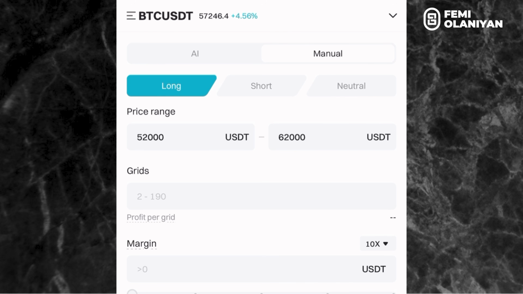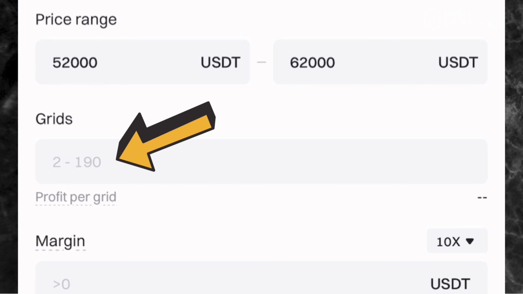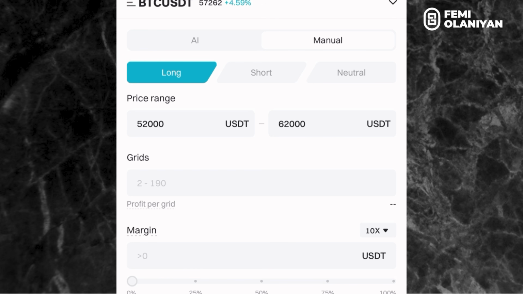Now, once you pick your price range, the next thing is to select your grid. For this, you can select between 2 to 190. But the grid you can select also depends on your price range. But the maximum you can ever go is 190. Now, for this price range that is $52,000 to $62,000, how will I know the highest number of grids I can have? If you put 190, which is the highest, right there, it will change it to the highest possible grid you can have.